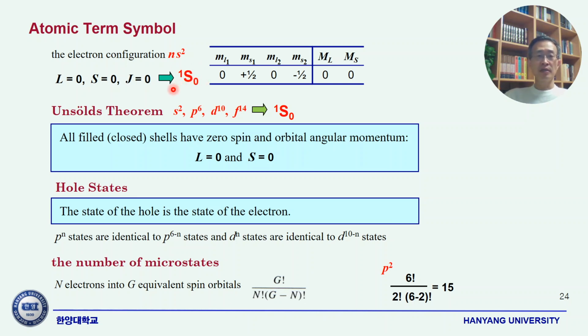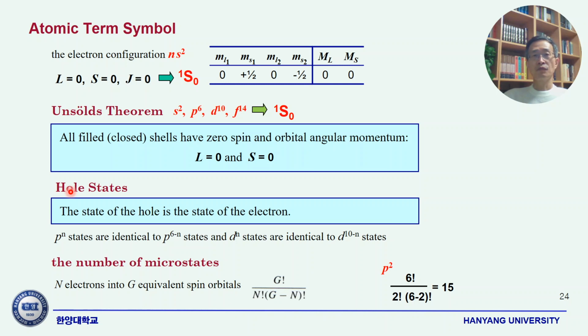Okay, there are two things we need to know before we go further. All filled shells or closed shells, s2, p6, d10, f14, are 1S0. This is 1s2, s2, so 1S0. These filled or closed shells have 0 spin and 0 orbital angular momentum. So L equals 0, S equals 0, then J equals 0, and this is the term symbol. So for filled closed shells, we don't consider them because that's 1S0. If there is no other electron except those shells, then that's the state, the term symbol.